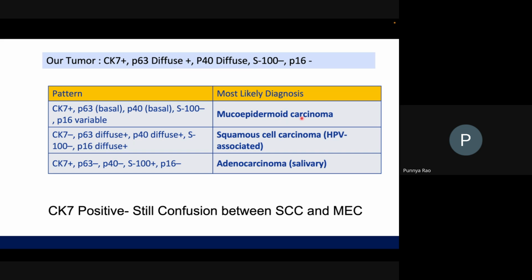If you see the panel for mucoepidermoid carcinoma, it should have been positive only in the basal cells, S100 negative, P16 negative, CK7 positive. But more towards squamous cell carcinoma, here you see P63, P40, S100 negative. But again, it should have been CK7 negative, but it was CK7 positive. We ruled out adenocarcinoma because it was P63 and P40 positive. Still, the confusion remained between mucoepidermoid carcinoma and squamous cell carcinoma because of this CK7 positivity.